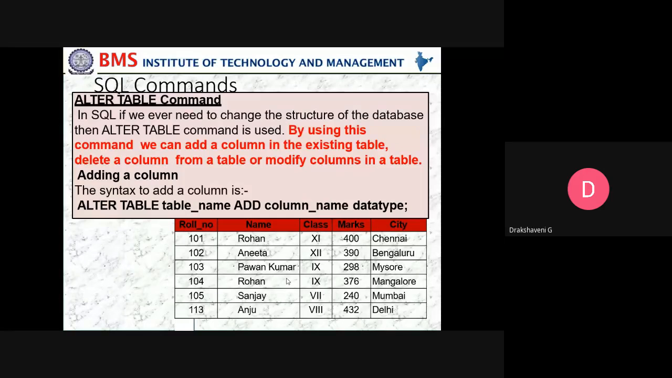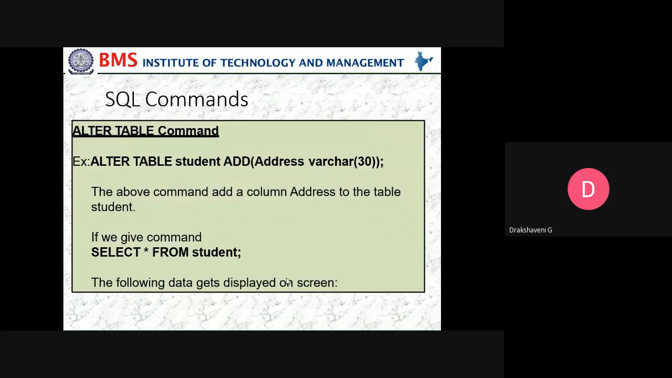That's your roll number, name, class, marks, and city. So now this is a table. For this table, I want to add one more column. Suppose I want to add an address column. So how do we add that?